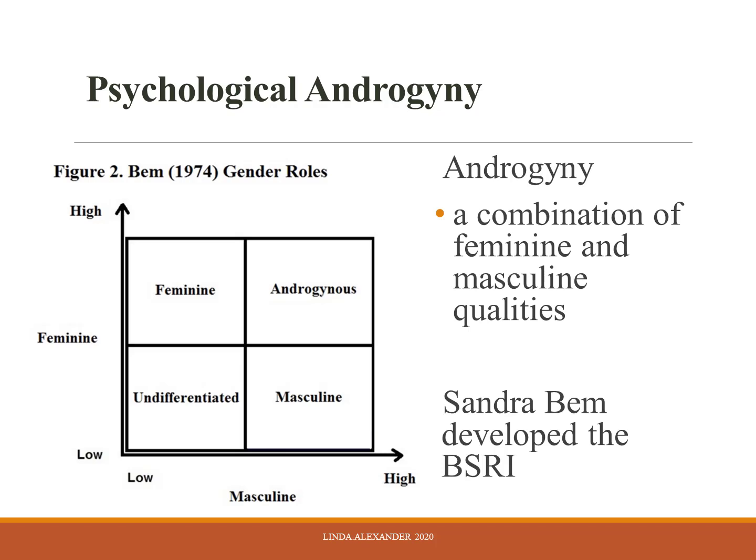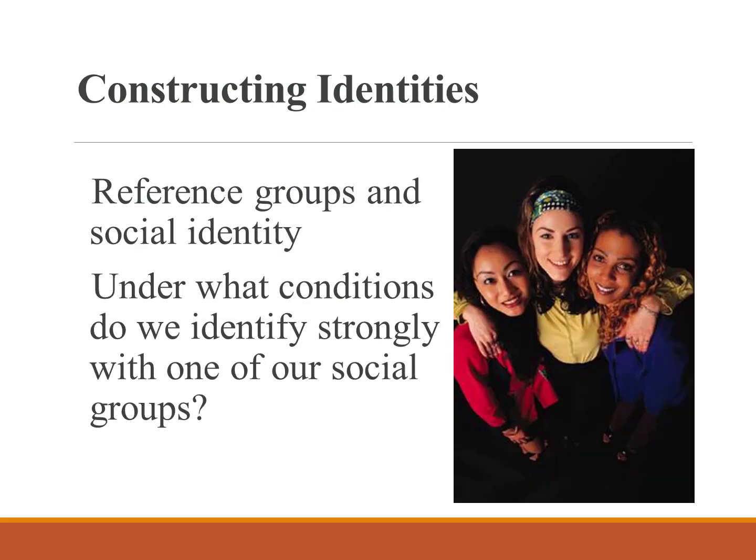So let's look at androgyny, which is a combination of feminine and masculine qualities. Sandra Bem in 1974 developed the BSRI to measure psychological androgyny from a different perspective. It treats femininity and masculinity as separate, independent dimensions rather than two opposite poles of the same dimension. Take a look at the graph for a moment to better understand where you might fit.